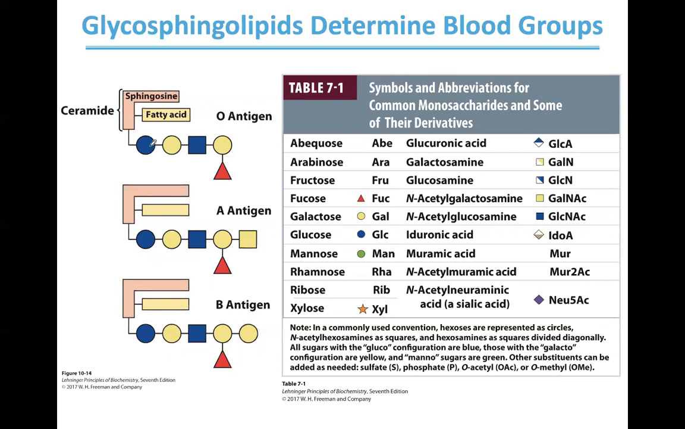So the carbohydrate tail of this, there's a table here. It starts with glucose, then yellow galactose, blue square N-acetylglucosamine. This kind of circle is galactose again, and then the red fucose, red triangle. If there's nothing else, this is O antigen. So remember what antigen is, when we talked about antibodies, does anybody remember what antigen is?